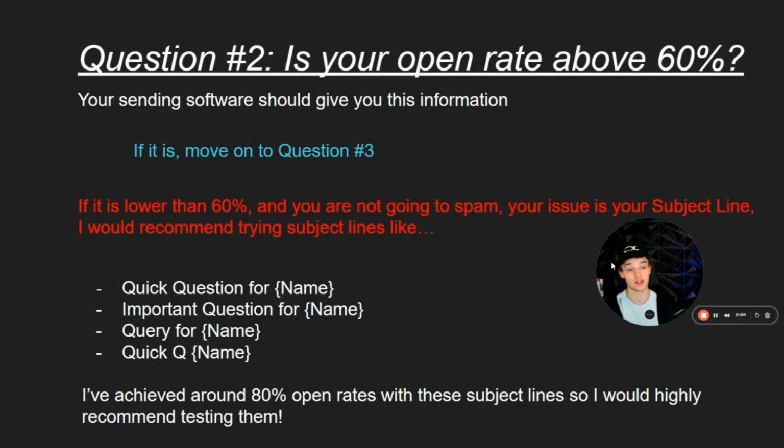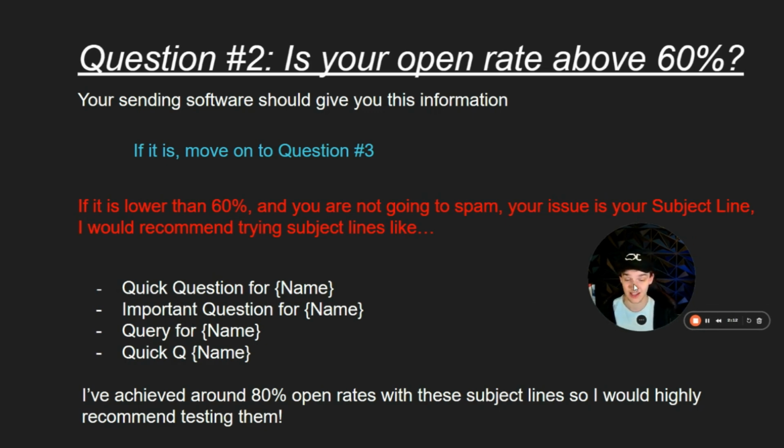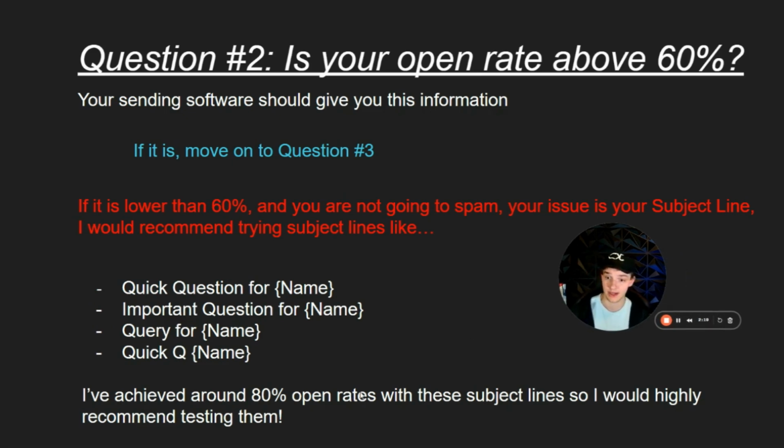So I would recommend trying, if you're not already, subject lines like these 4: quick question for name, important question for name, query for name, quick Q for name. Just things like this. They tend to get, for me, about an 80% open rate, as long as you have good leads. So I would highly recommend testing these out if your open rate is below 60%.